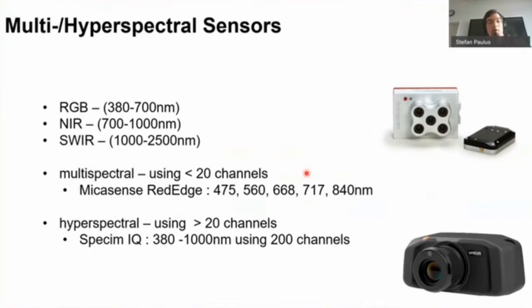If we talk about hyperspectral imaging, we talk about more than 20 channels, and one very common example is the Specim IQ camera, which has 200 channels and measures in the area of 380 to 1000 nanometers. So these are two very common cameras for use in agriculture.